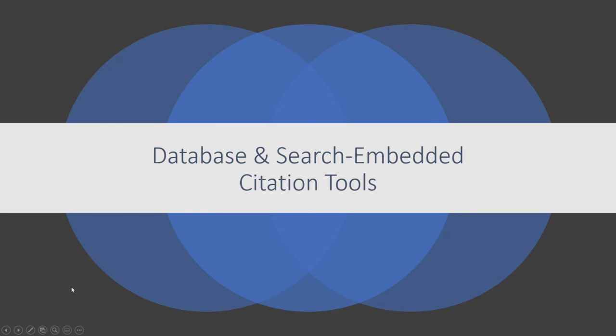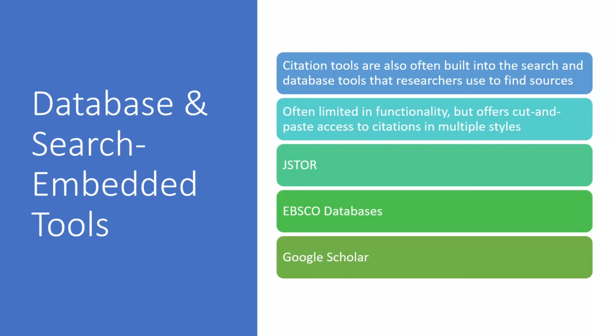So, some database and search enabled citation tools. These are often almost the defaults that some students can go to, and there are some pluses and some minuses about using them. They're generally built into the search and database tools that researchers use to find the sources themselves. A lot of times they don't have a lot of functionality, and they're not for management of a large number of sources, but they will often enable you to create a citation. So the ones we'll talk about today are JSTOR, the EBSCO databases, and Google Scholar.